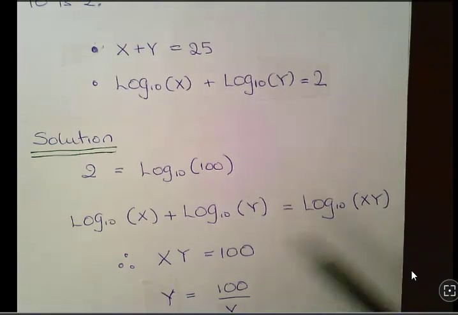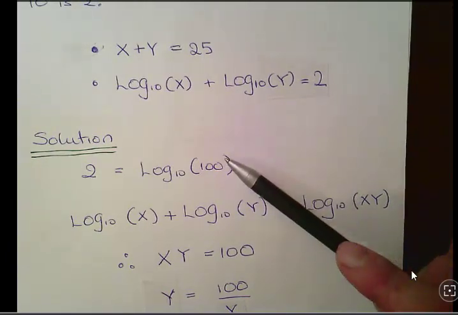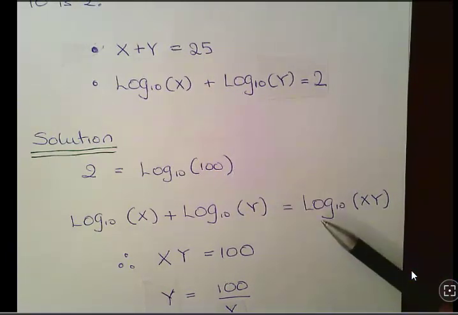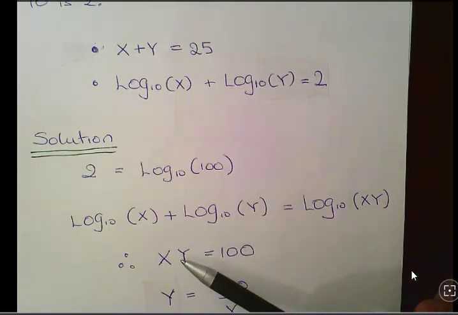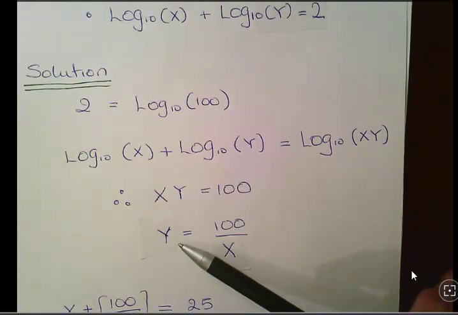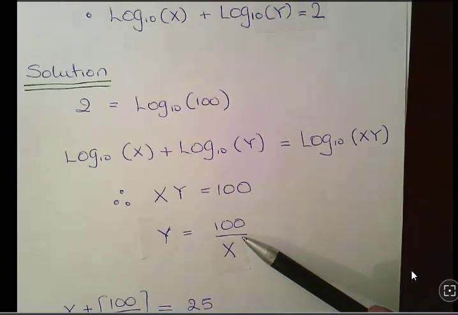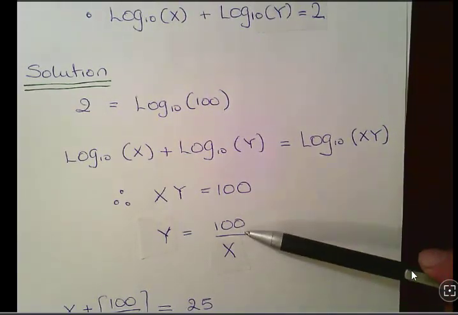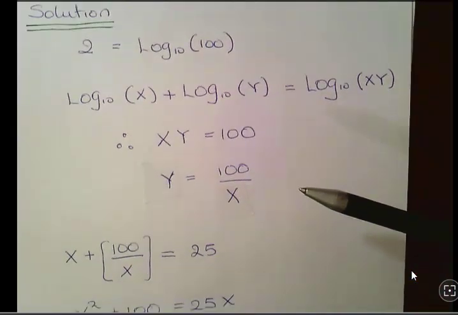So what I'm saying is that this component is equal to this here. Log to the base 10 of x times y is equal to log to the base 10 of 100. So we have x times y is equal to 100. So, one or the other, y is equal to 100 over x. Essentially, what I'm going to do now is try and solve this. I'm going to use this expression and simplify it so that I can substitute it back into the other equation. So y equals 100 over x.